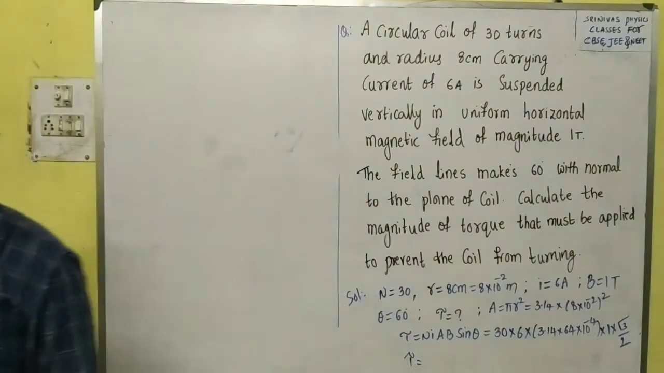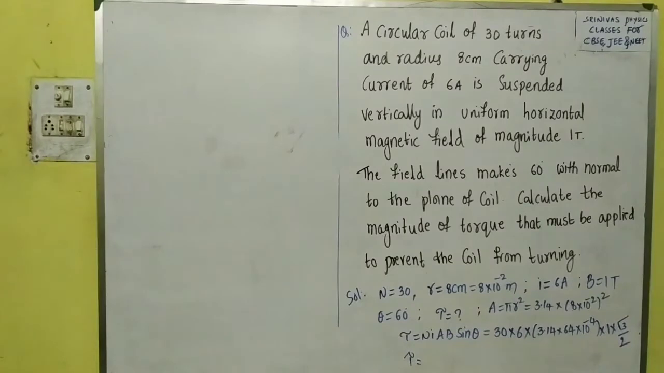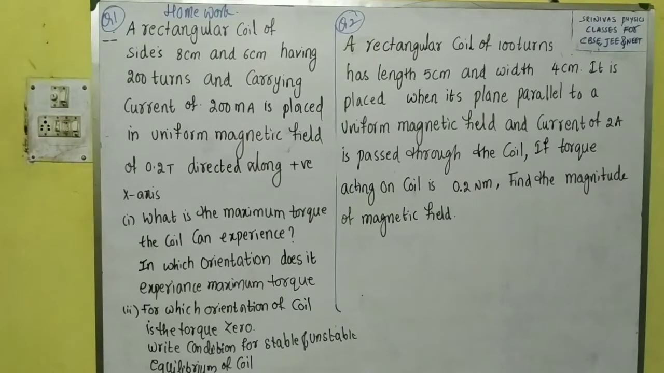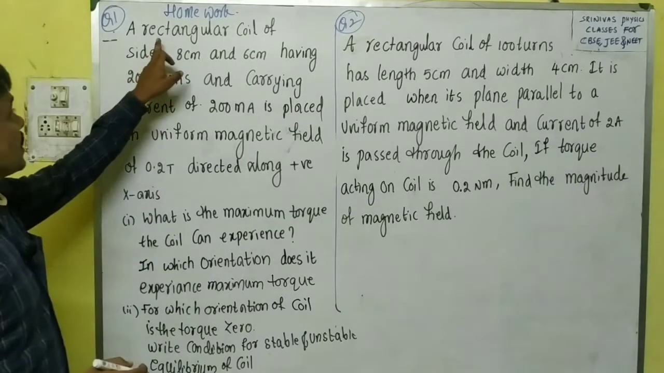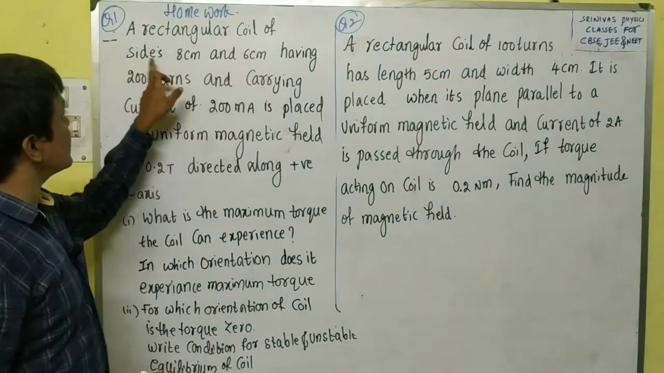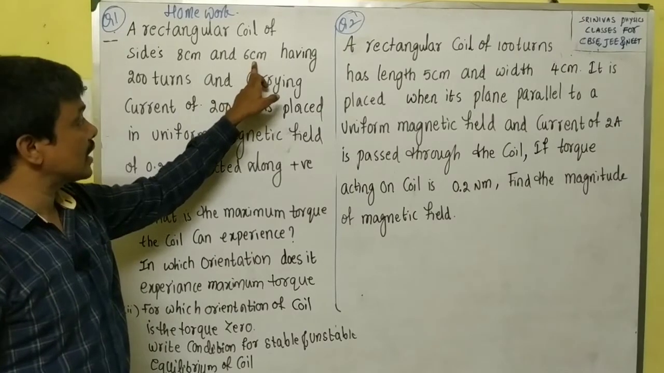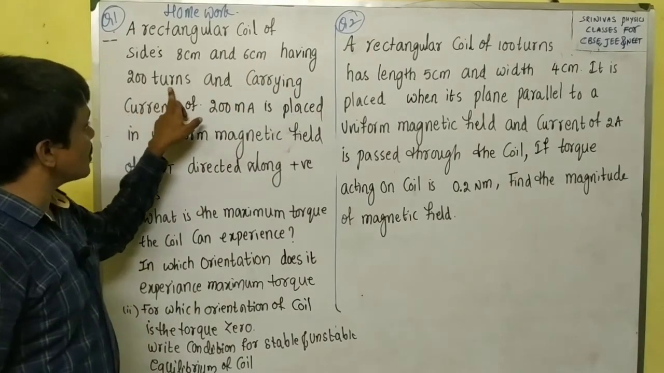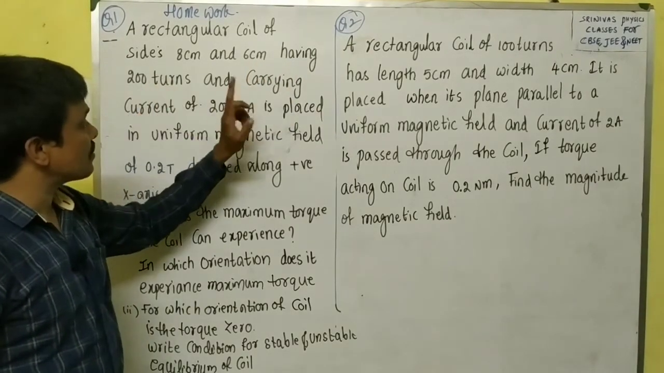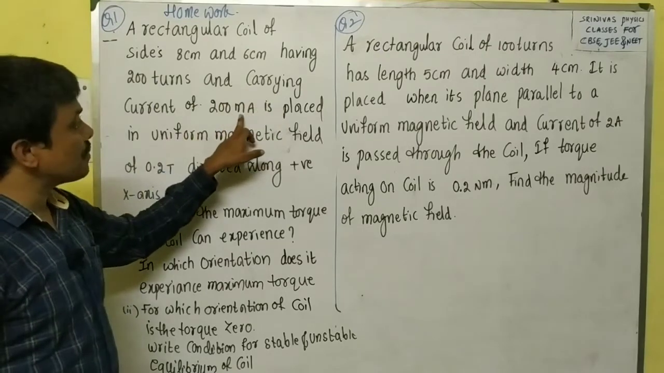Now I am going to press the pause button, and then I will write the question for the homework. These are the two homework problems I am giving, and you can try to solve them yourself. They are very easy. Look here: a rectangular coil of sides 8 cm and 6 cm, length and breadth they gave, and the number of turns. This coil has 200 turns, carrying a current of 200 milliamperes.